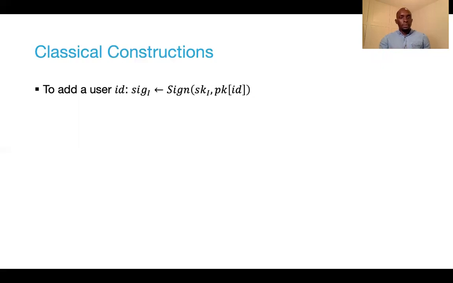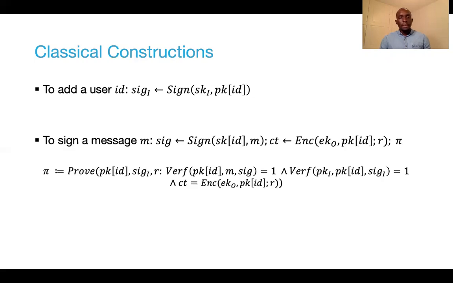The usual approach for group signatures with separate authorities is to have the issuer certify user public keys by signing them. Then to sign a message M, the user simply signs the message with her corresponding secret key. And to guarantee anonymity and traceability, the user encrypts her public key with the encryption key of the opener. This guarantees that only the opener can reveal the identity of a signer.